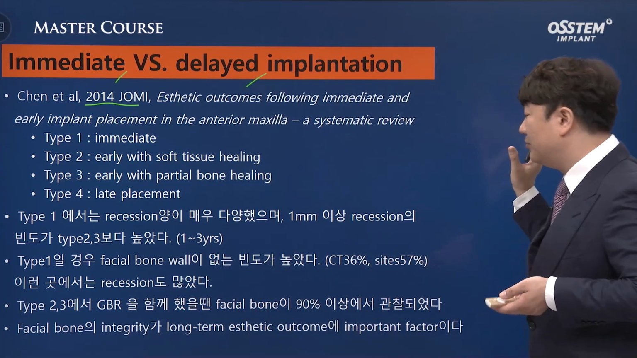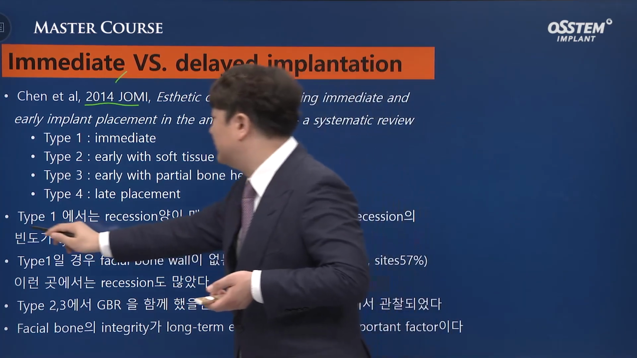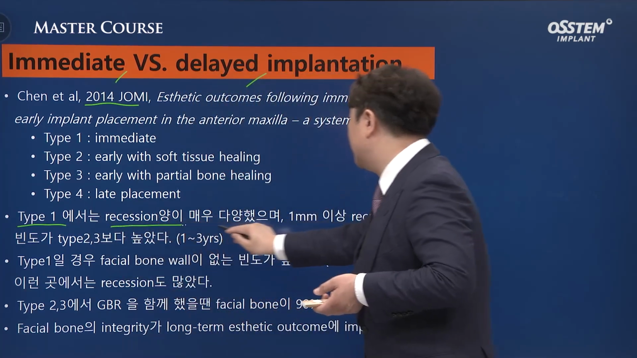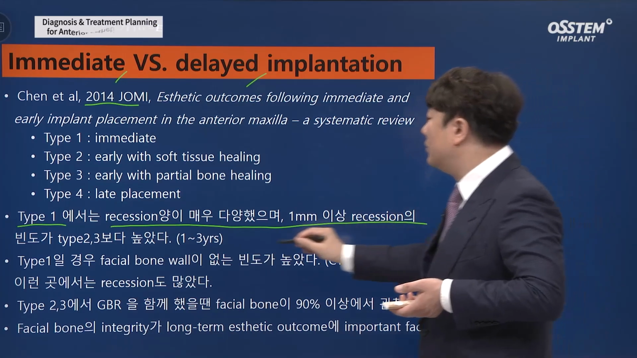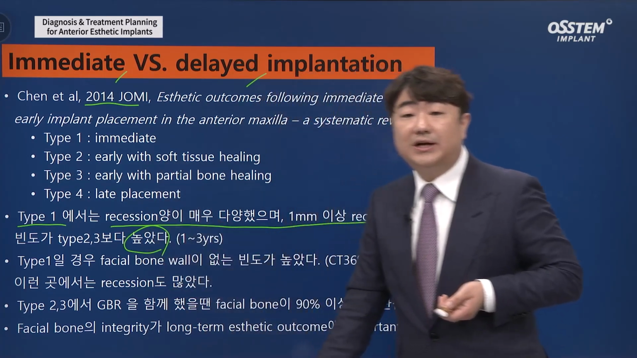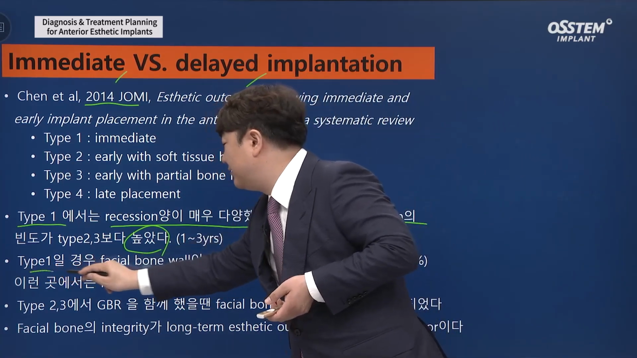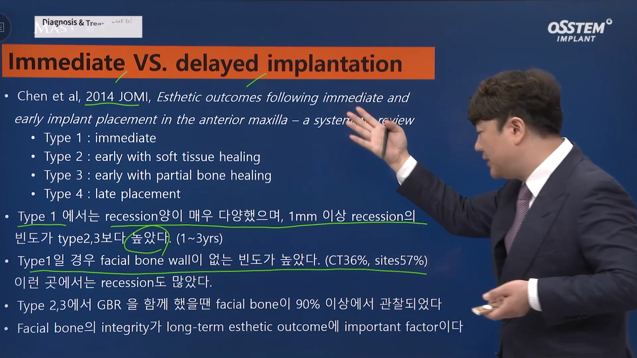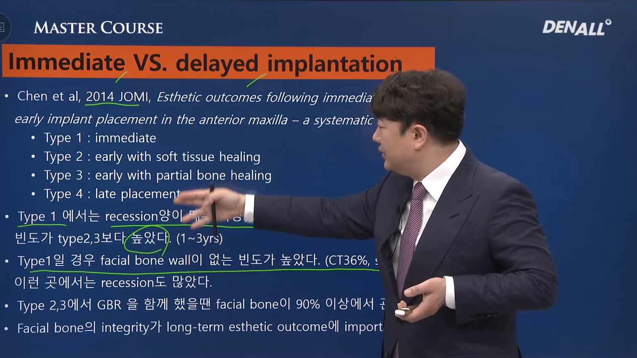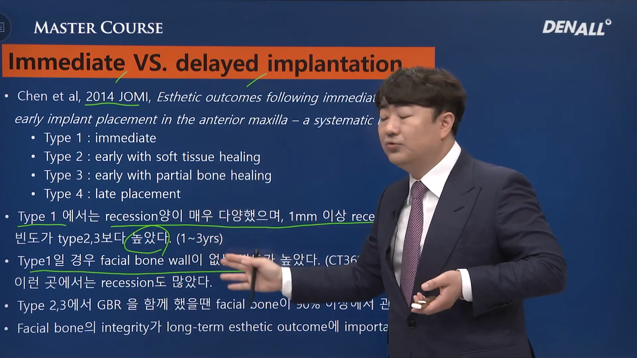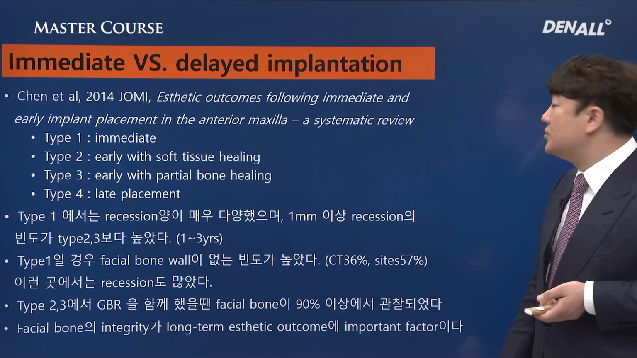I'm going to talk about this more in the next slide. The assumption is that immediate will show more favorable results. We need to pay attention to the point that in immediate cases, the amount of recession varied. Compared with type 2 and 3, the prevalence of recession was higher. Also, when there's recession in type 1, facial bone loss was observed in type 2 or 3. In late placement, the frequency of facial bone loss was comparatively less.